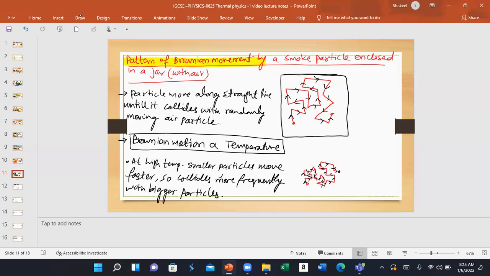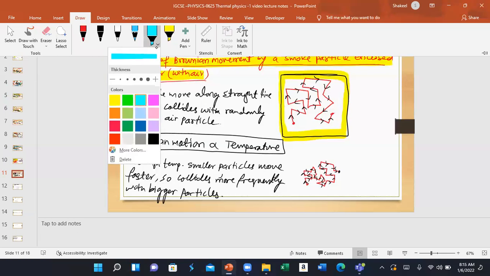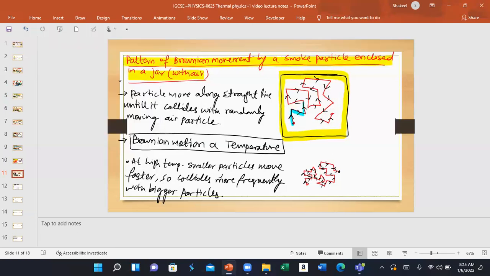So we have to look at the pattern of Brownian movement of smoke particles enclosed in a jar. Let's say this is a jar and some smoke particles are there, along with, of course, air, as air is everywhere. You can see that this zigzag red path is the track followed by a smoke particle. It is moving along a straight track, but it is changing its direction randomly. This change in direction is completely random. There is no pattern for it.